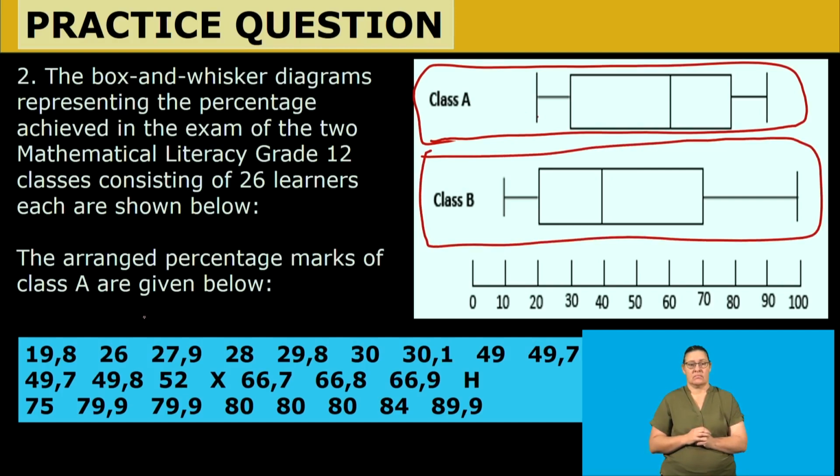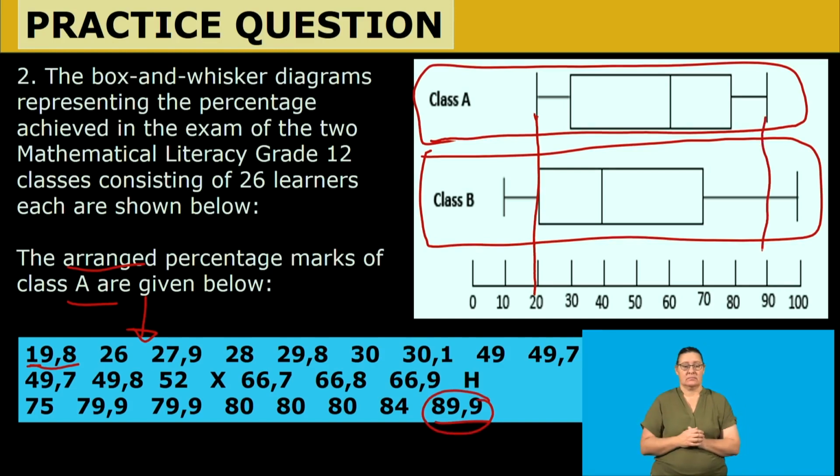So what we are seeing here are the arranged percentage marks. And looking at 19.8, 89.9, it means that they are actually arranged in ascending order. These are the arranged percentage marks for class A. It means for class A, we can see that the minimum value is 19.8. So the minimum value is right here, right below the 20. And then the maximum value is 89.9, meaning that your maximum value is right before 90, which is 89.9.